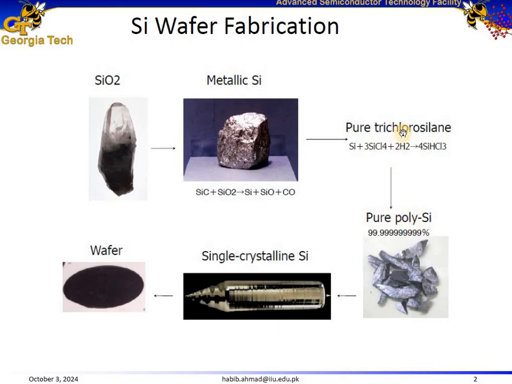Then the trichlorosilane in this step is converted to polycrystalline silicon. Trichlorosilane, as shown over here, is decomposed at high temperatures to create ultra pure polycrystalline silicon. You will see 1, 2, 3, 4, 5, 6, 7, 8, 9, 10, 11 nines over here. And it's called 11 nines purity.